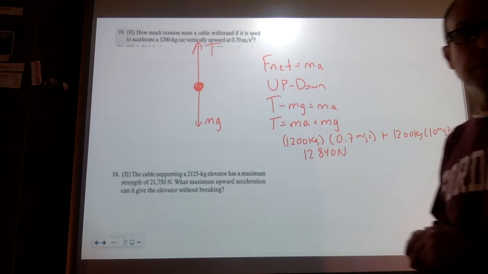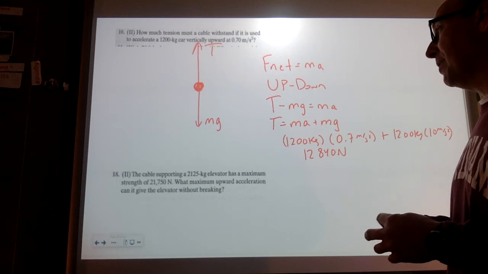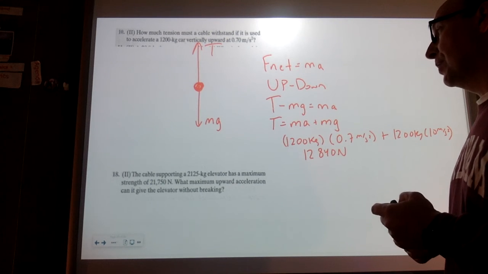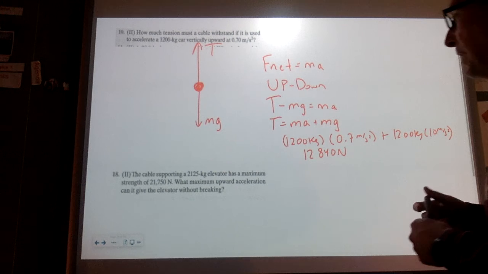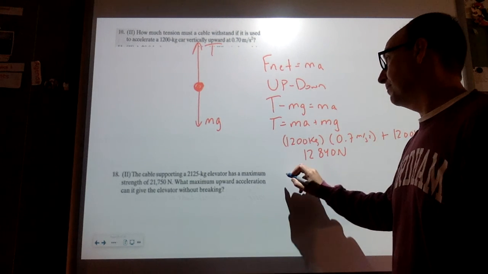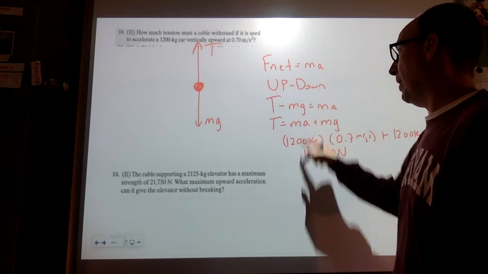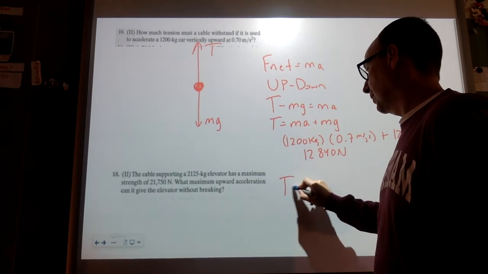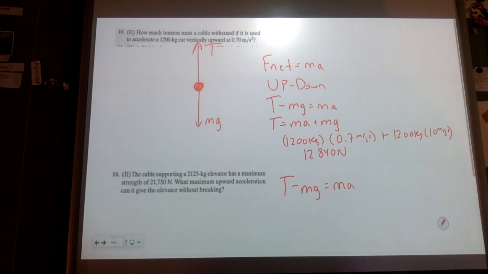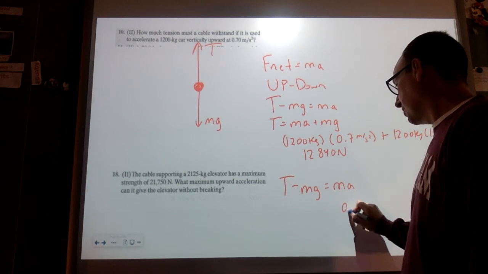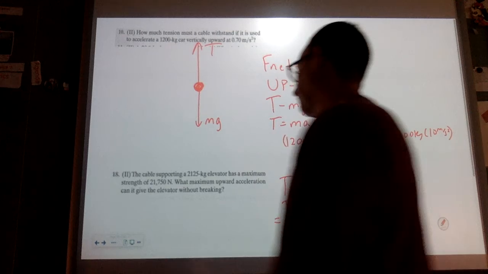Another similar problem. The cable supporting a 2,125 kilogram elevator has a maximum strength of 21,750 newtons. What's the maximum upward acceleration it can give the elevator without breaking? So again, same free body diagram, same equation of the situation. T minus mg equals ma. So A is going to be equal to T minus mg over m.